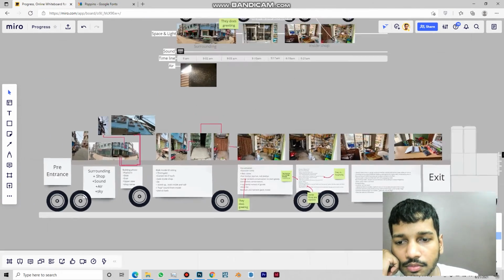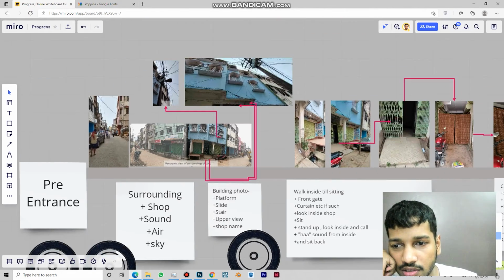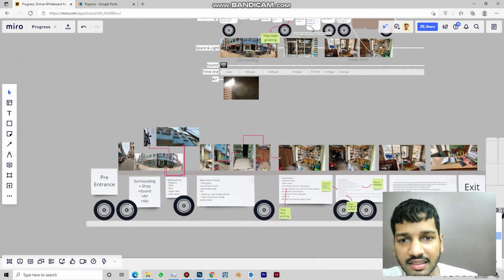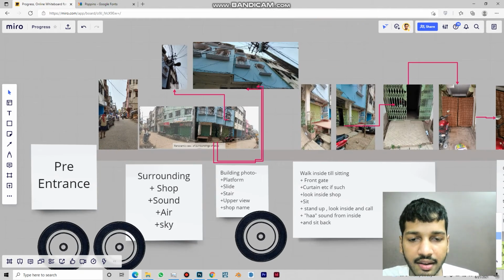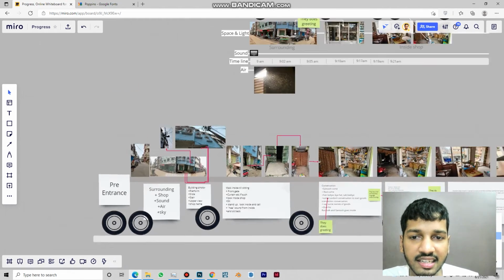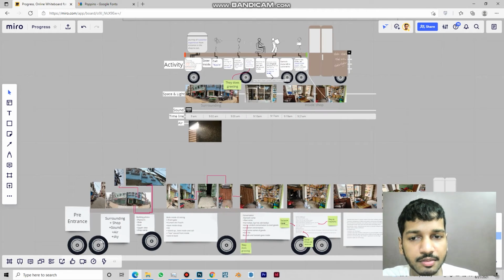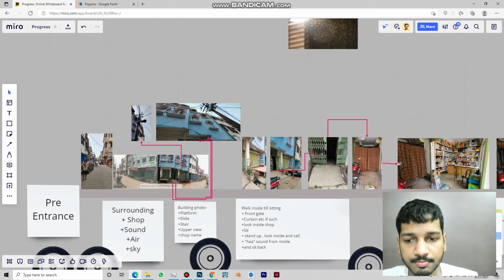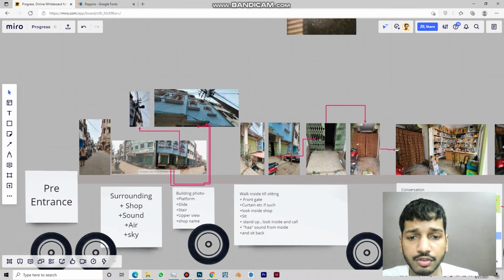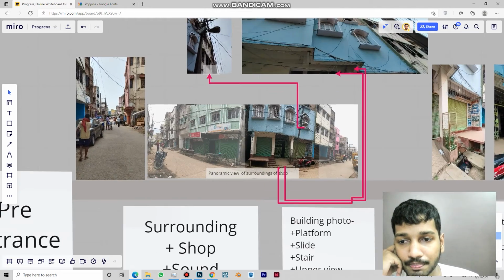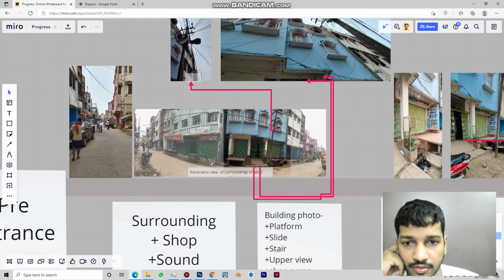Then this is the most detailed one. After that I made this one and went into more detail, and these three were three different customers. I observed what they see, what they hear, what they speak, and what the interaction is between the customer, seller and owner.